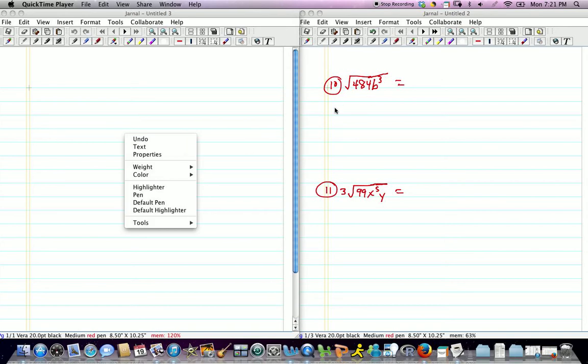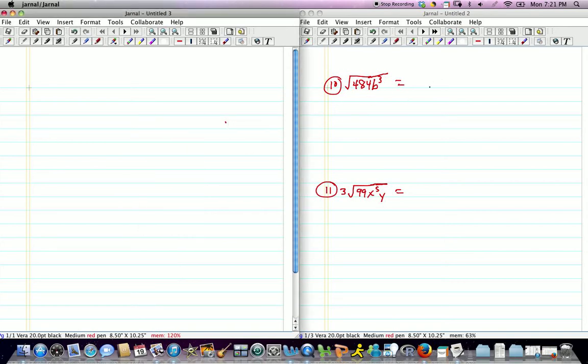First thing we're going to do is focus just on 484. We're going to see whether we can break down the square root of 484. And actually, the square root of 484 is a perfect square. So it actually is just 22. So I don't need to do anything fancy. I can just know that the 22 is going to come outside of the square root.